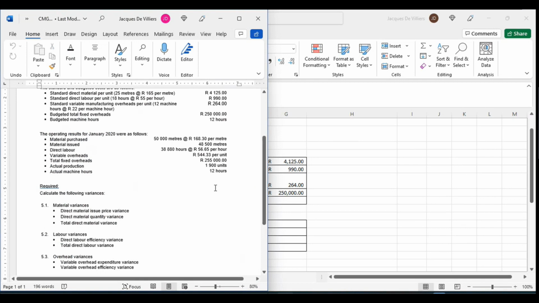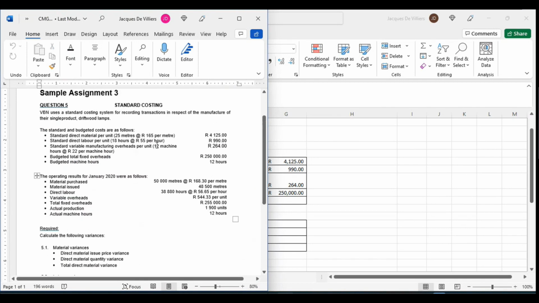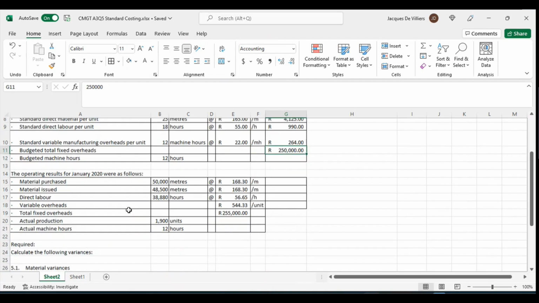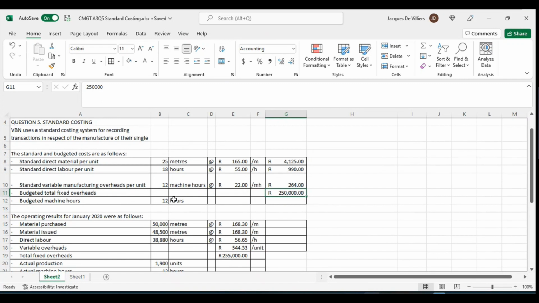Now I'm not sure if that was actually given. Okay, so in this case, you will see that I actually just did the calculation, because I want to see what is the cost per unit. That is the thing I'm going to work on, because in the given information, they give me the cost per unit, and I must be able to compare apples with apples. So then they give us the total budgeted fixed overheads. It is there, 250,000. And they give us the budgeted machine hours at 12 hours.